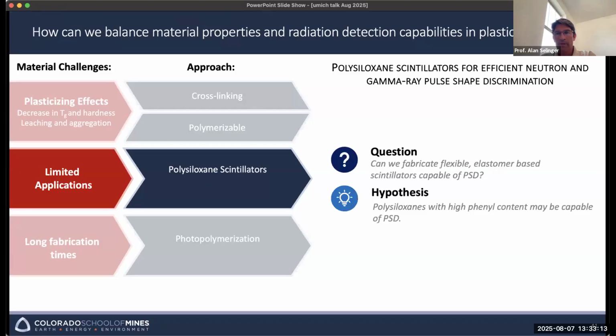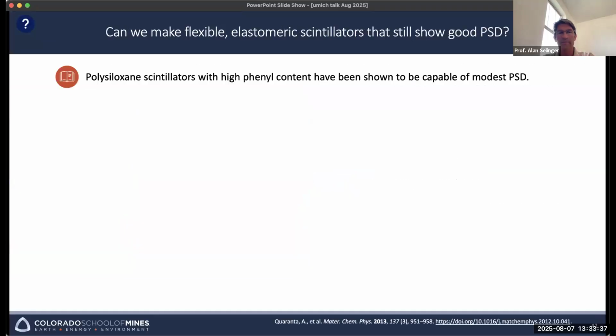One of the things we had to learn early on was that the polysiloxanes need to have a high aromatic content, because the energy of the incoming ionizing radiation needs to be transferred to the dopant. That's just a fundamental way that these scintillators work. Many of these polysiloxanes do not have aromatic content, so we had to find some. We searched and found some commercially available polysiloxanes.